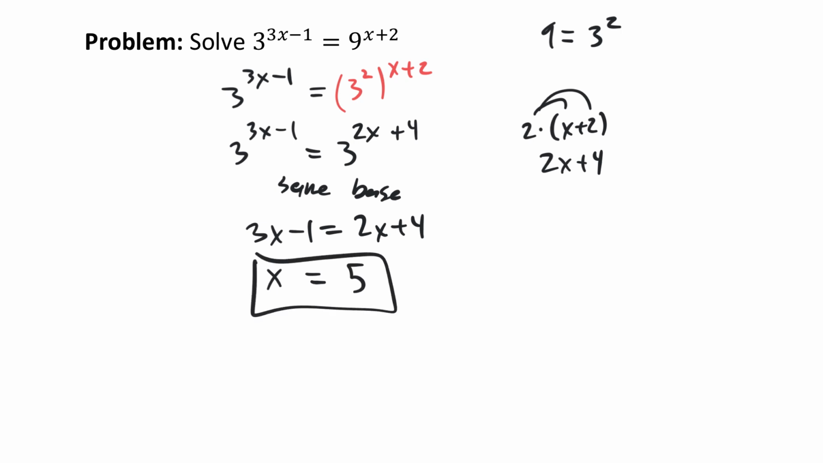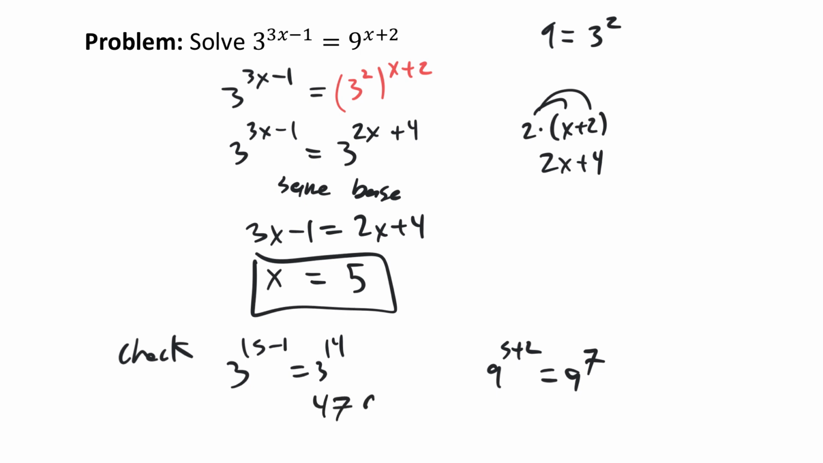And again, if you wanted to check, you're more than welcome to. You'll get 3 to the 15 minus 1, which is 3 to the 14. On the other side, you'll get 9 to the 5 plus 2, so 9 to the 7. I think these numbers are small enough for a calculator. This will be 4782969, and this will be 4782969. So yep, this works out. Going forward, we're not going to bother checking these. It seems like our method works, and sometimes the numbers just get too messy to check.